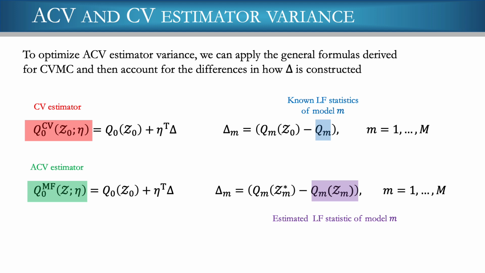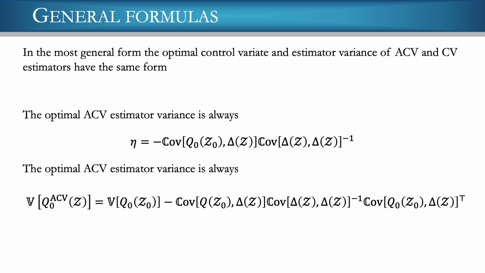The main difference is that CV estimators assume that the statistic of each low-fidelity model is known, while ACV estimators use additional samples, relative to CV estimators, to estimate the low-fidelity statistics that are assumed known in CV models. At the highest level, the optimal control-variate weights and optimal estimated covariance of control-variates and approximate control-variate estimators are the same. The weights depend on the correlation of the high-fidelity estimator with each difference estimator delta and the covariance between the difference estimators. The optimal estimated variance depends on those same terms.